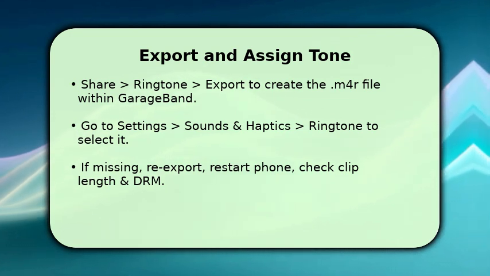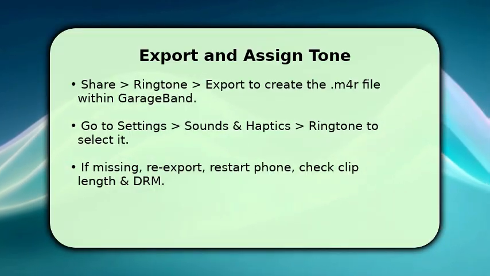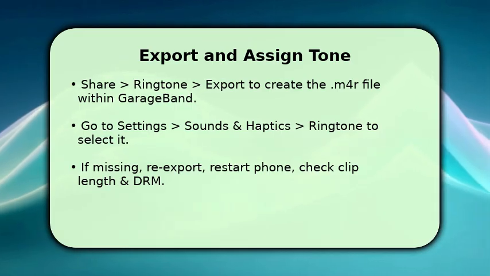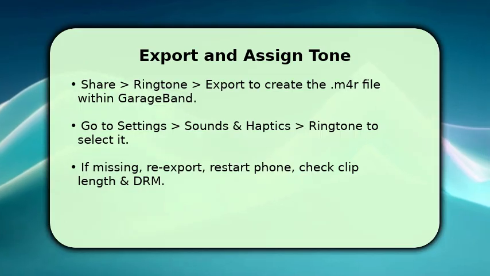GarageBand automatically converts to the correct ringtone format and offers to use it as your standard ringtone. Once exported, open Settings, Sounds and Haptics, Ringtone and pick your new tone. Assign it to a contact if you want.